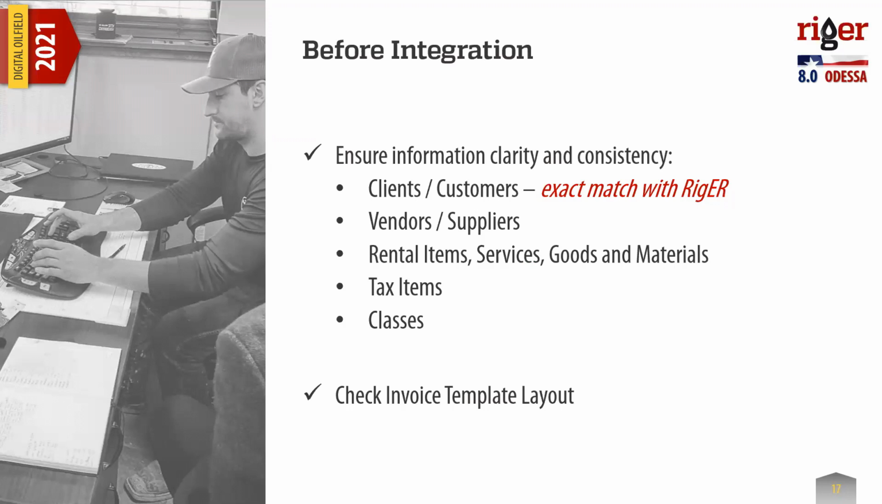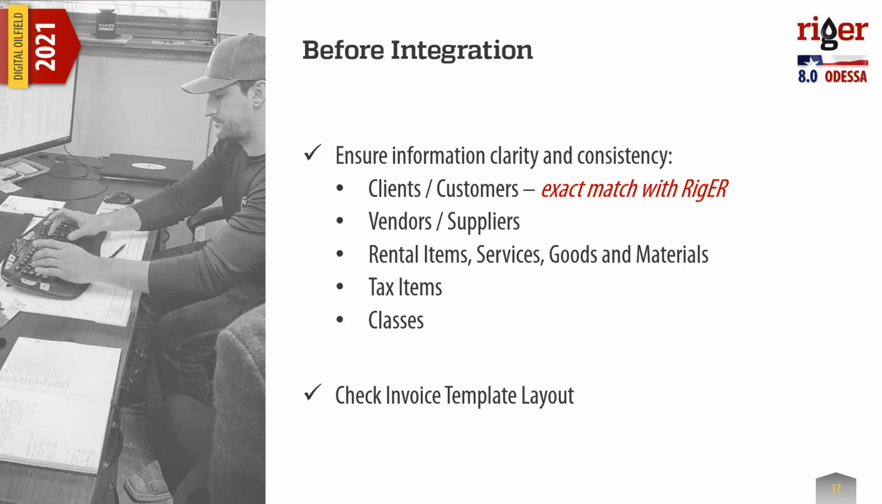So that's a strict requirement that these two lists should match exactly in terms of the names, because it's automatic connection and automatic mapping. So we pull the data from QuickBooks Online system into RigER, and automatically all these names should be matched. If it happens that for some reason the names are different, it wouldn't be matched, and in this case, in the RigER system, a new customer will be created when we do these integration settings.